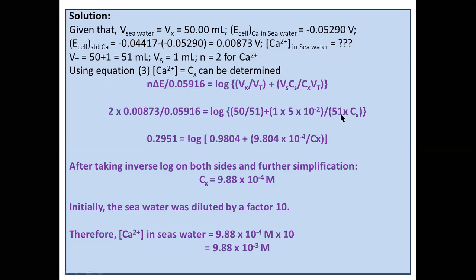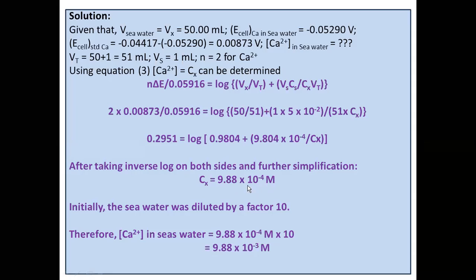Vt is 51. So if you further simplify, you will get 0.2951 is equal to log of 0.9804 plus 9.804 into 10 power minus 4 divided by Cx. After rearrangement, which can be done very simply, you take the inverse log on both sides. So we end up with Cx equal to 9.88 into 10 power minus 4 molar.